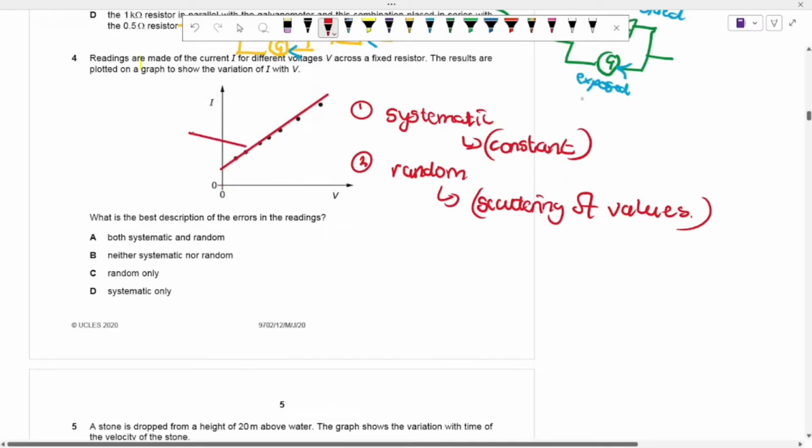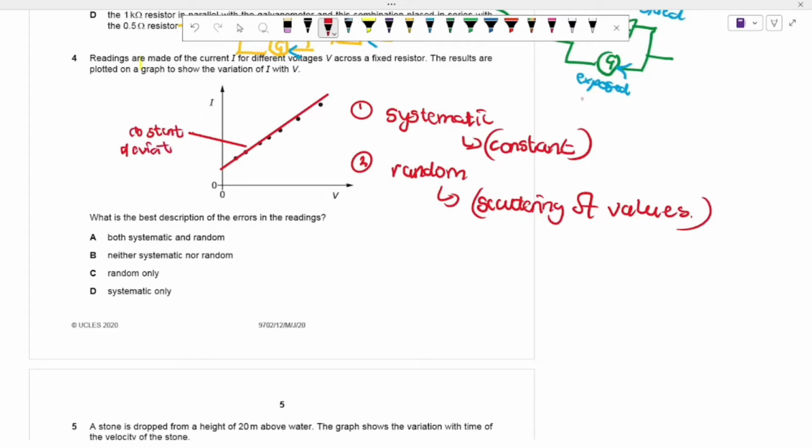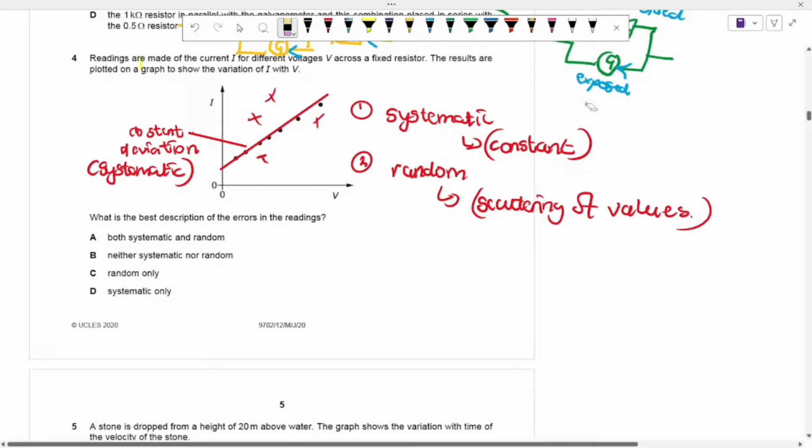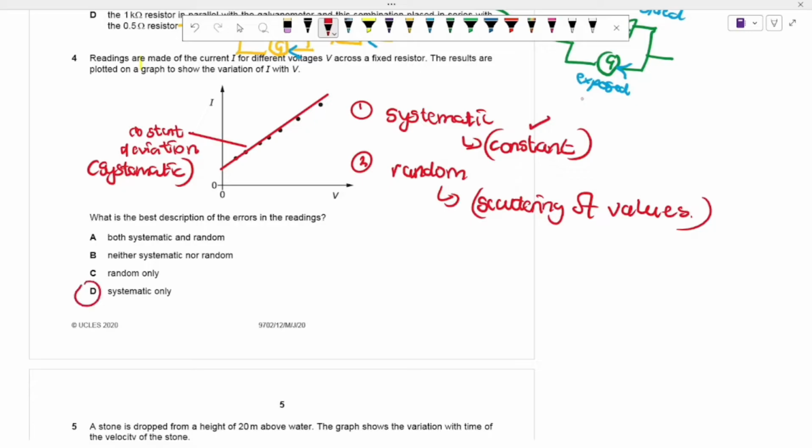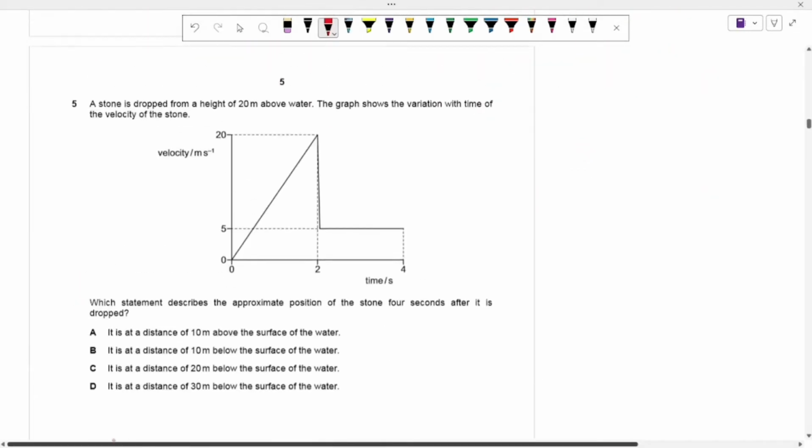And if you look at this, this is a constant deviation. So this symbolizes only one error, a systematic error. If there was a random error, there was supposed to be a scattering of values about this true line. So if values were going to scatter, it would mean that we're going to have a random error. But in this case, it's only systematic because it's consistent. It's constant, and it only means that the instrument is at fault. So the correct answer is D.